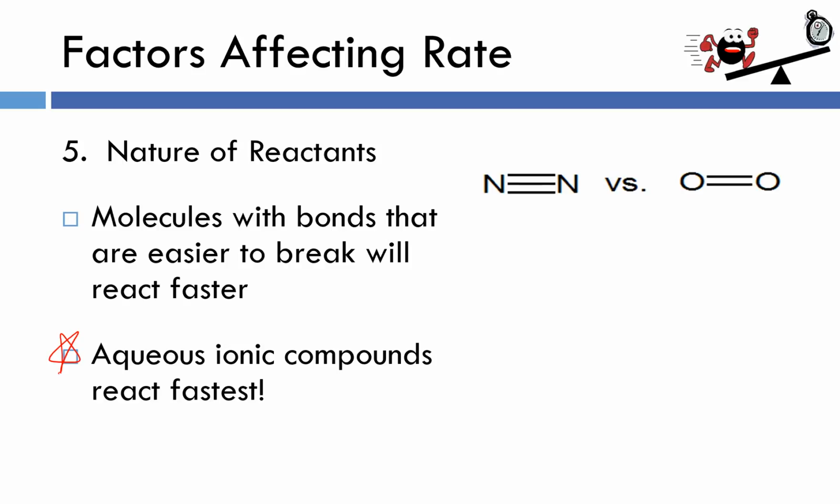When we do something like burning magnesium in air, we have Mg as the solid. We're reacting with N2. We can also react that with O2. And we end up producing a white solid.